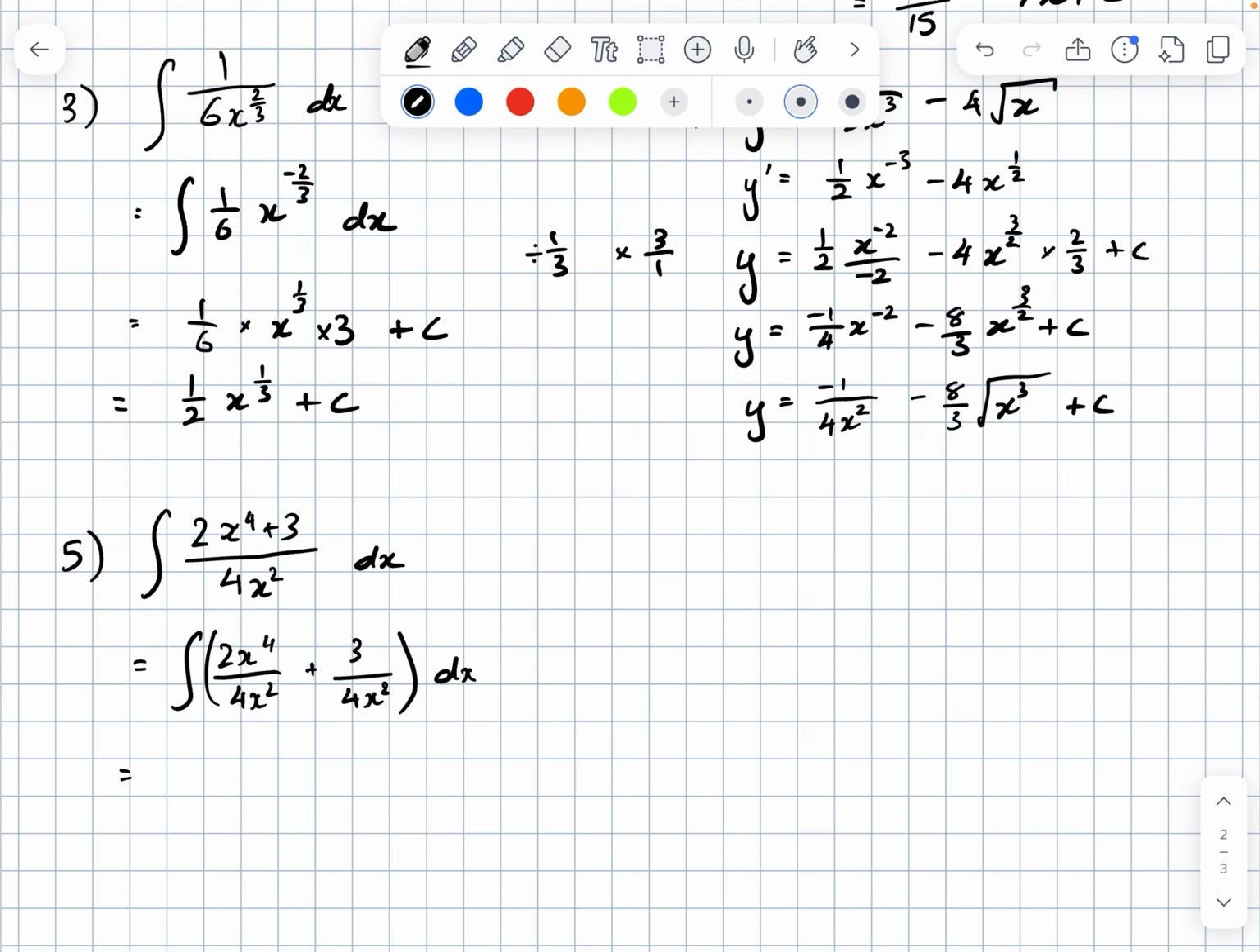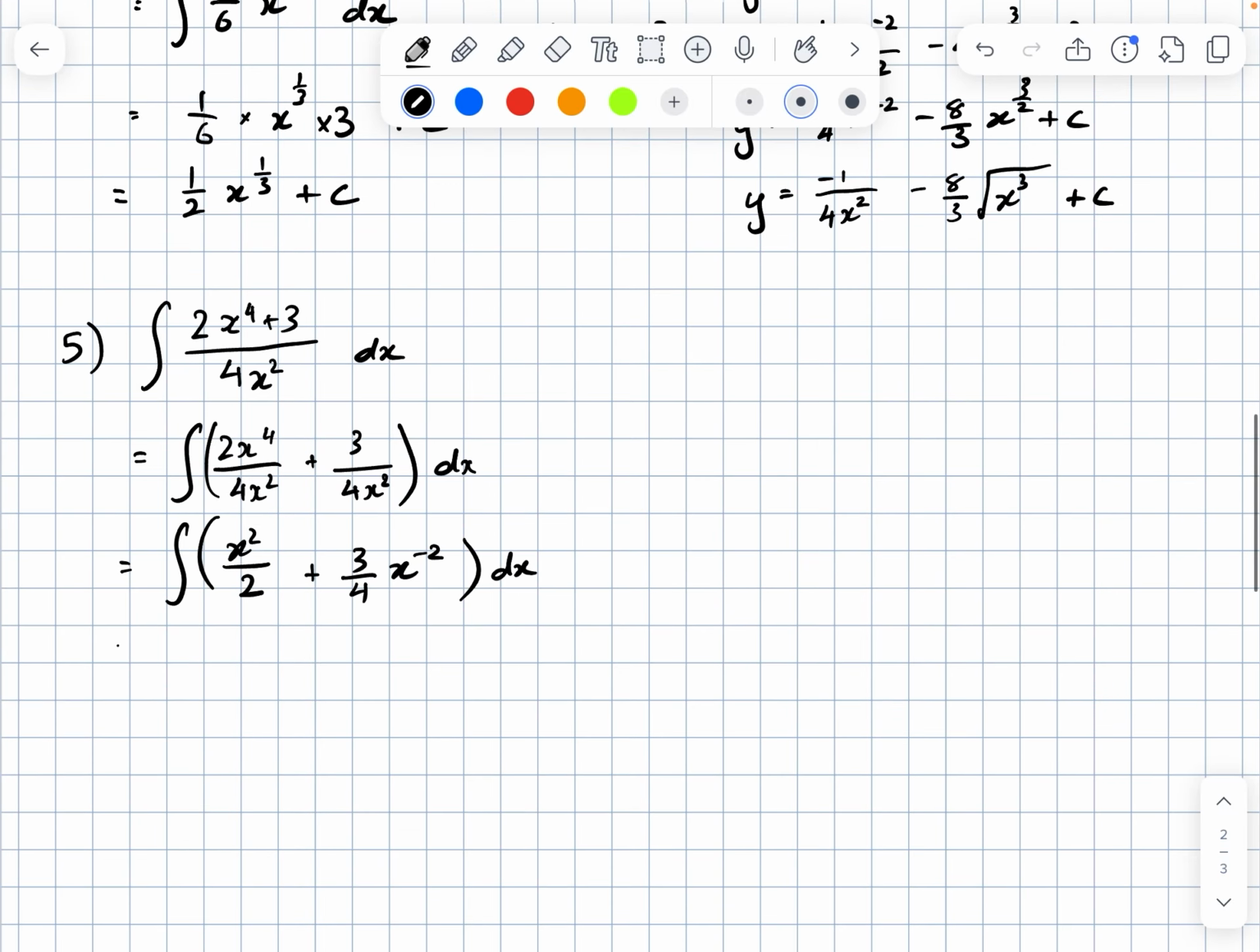Now we can simplify this. 2x to the power of 4 over 4x to the power of 2 gives an x squared on the top and just a 2 on the bottom, plus 3/4 times, and we're going to bring that x to the top by making it x to the power of negative 2 dx.